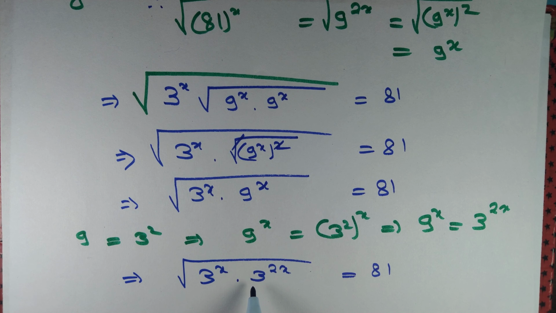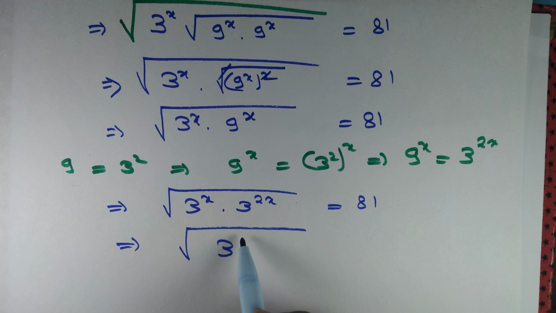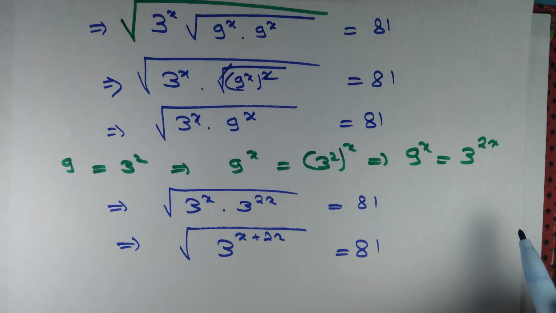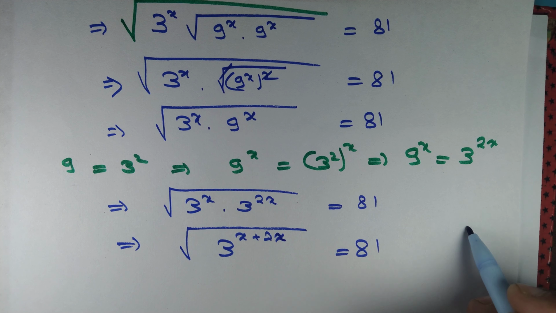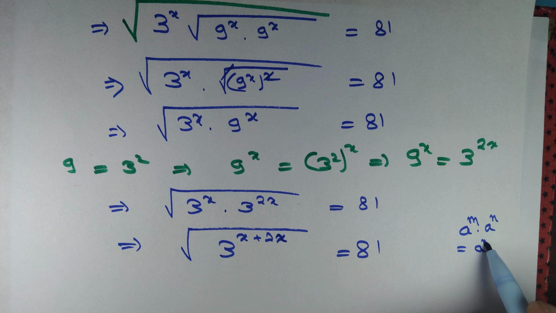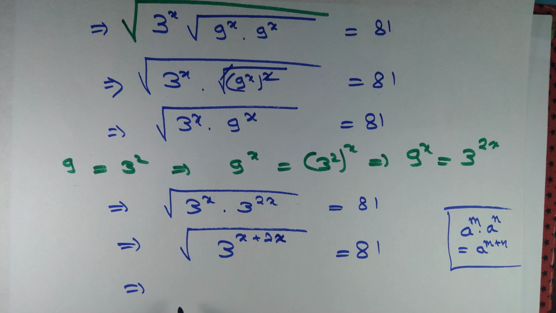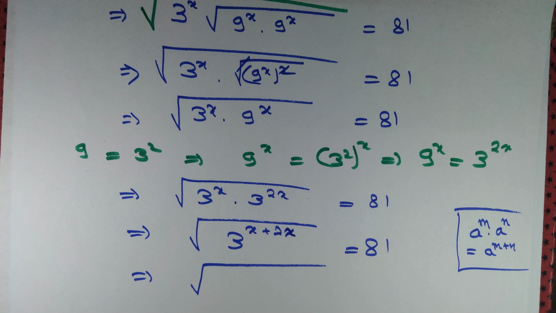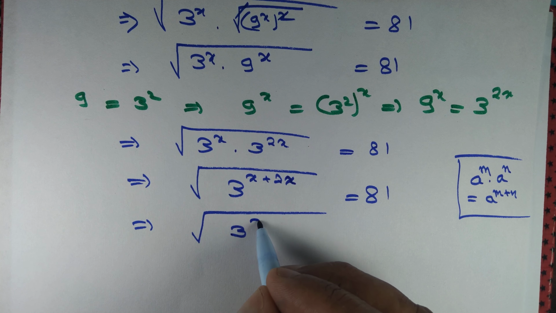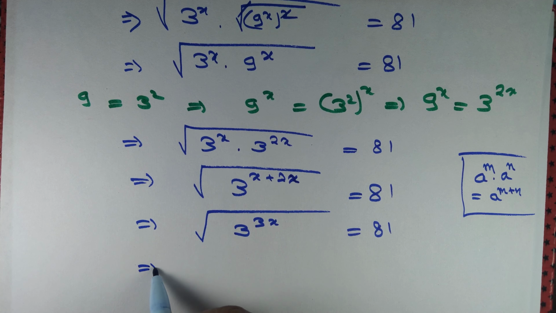Now you have got the same base and you are multiplying two numbers with the same base, so we simply add the powers. 3 to the power x plus 2x equal to 81. Here we simply use the formula that a to the power m into a to the power n equals a to the power m plus n. Next, we just add it. x plus 2x is 3x. So we have square root of 3 to the power 3x equal to 81.